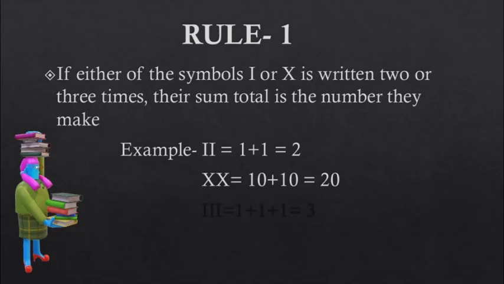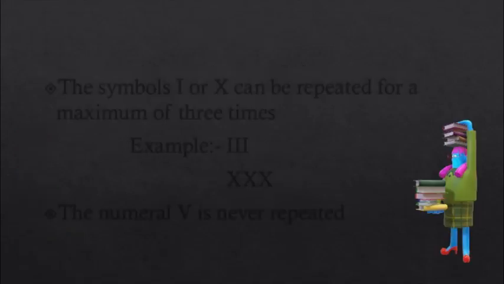And in Roman form also we read it as 20. Third example, if you write 3I, 1 I is 1. So 1 plus 1 plus 1, which is equal to 3. So 3I is nothing but 3. Now, let's look at the second rule.